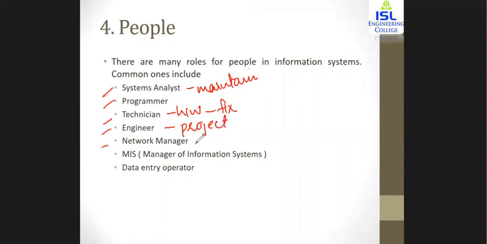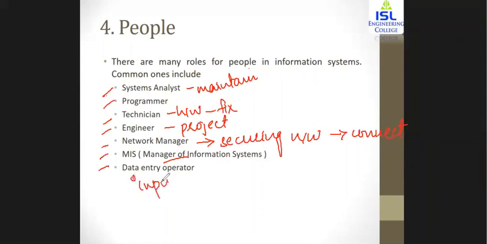Then you've got network managers. These network managers are responsible for securing the network on which you're connected, or on which you're going to transfer the data. Securing the network is very important, because when you're connected onto the internet, your entire data gets accessible by different people. Then you've got MIS, that is the manager of information system. Then you've got data entry operators. These people make entry of data for a particular organization or project. They put input into the system.